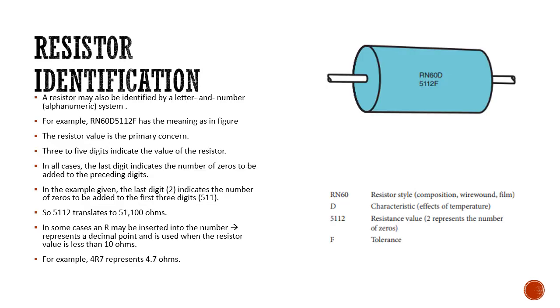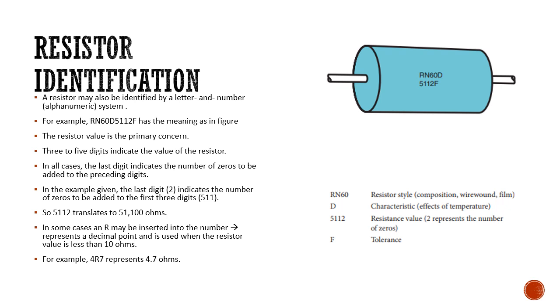A resistor may also be identified by a letter and number, alphanumeric, system. For example, RN60D5112F has the meaning as in the figure. The resistor value is the primary concern. 3 to 5 digits indicate the value of the resistor. In all cases, the last digit indicates the number of zeros to be added to the preceding digits. In the example given, the last digit, 2, indicates the number of zeros to be added to the first 3 digits, 511, so 5112 translates to 51,100 ohms.